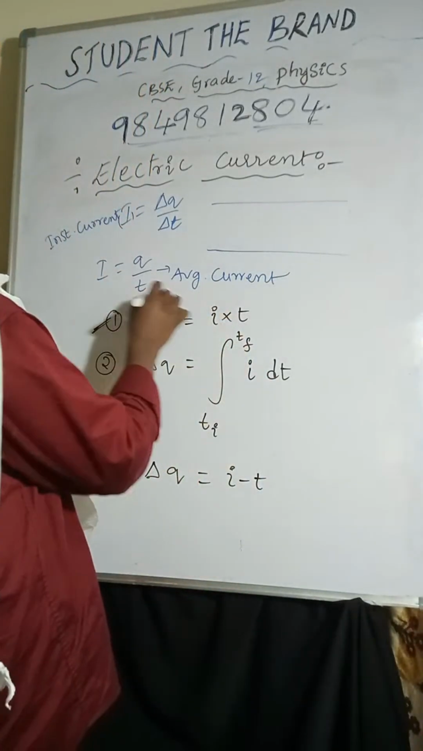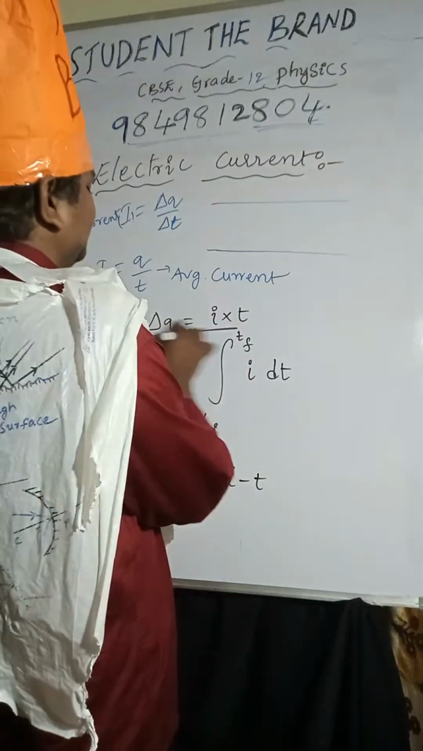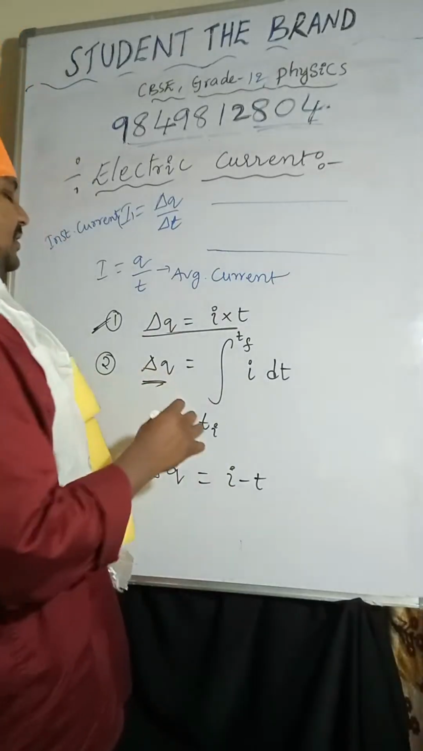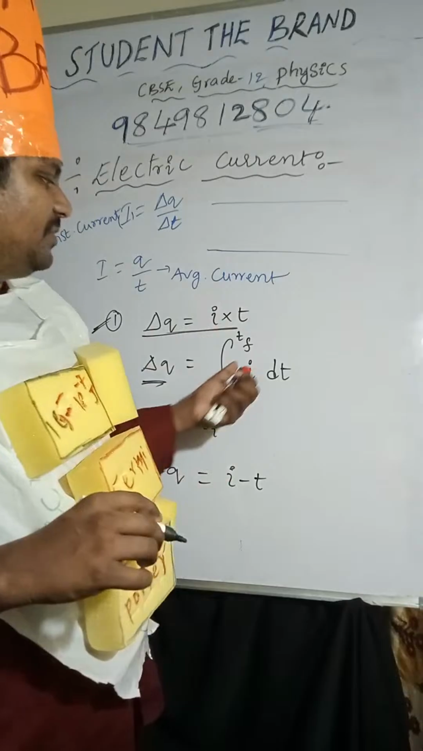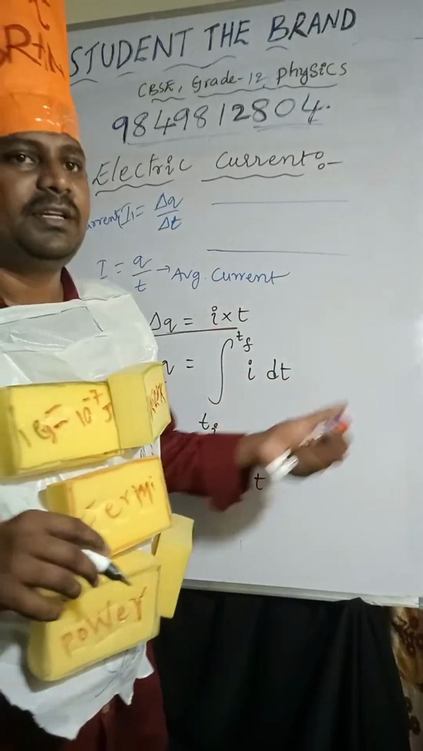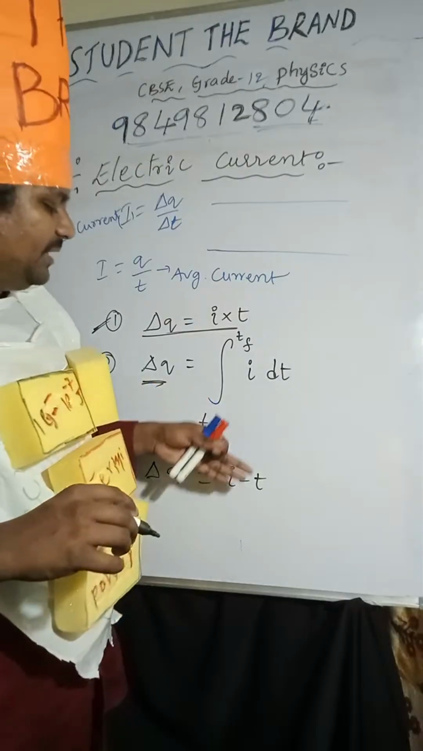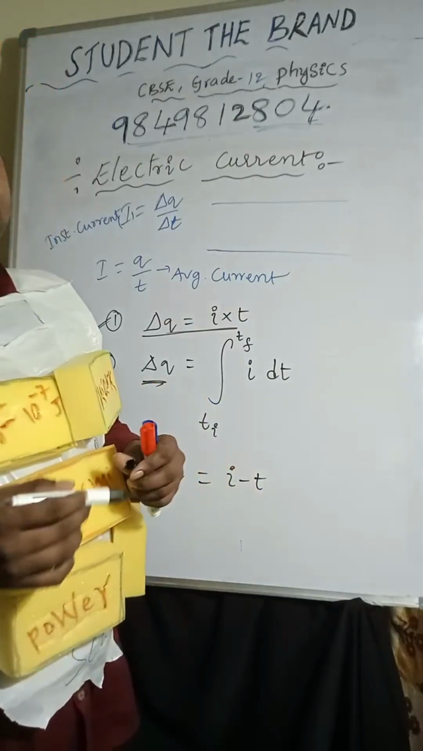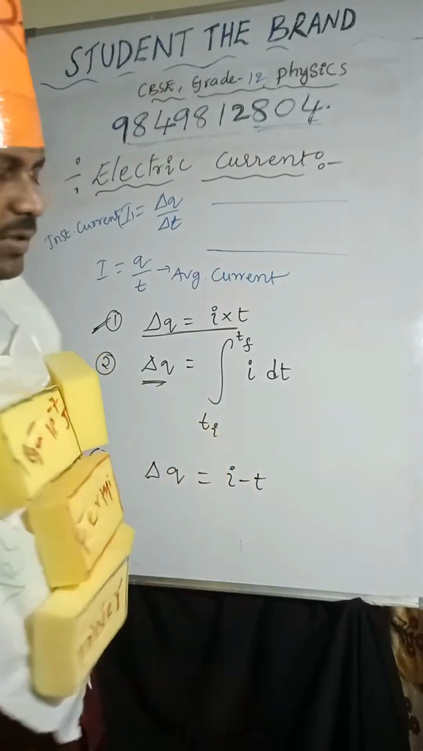So the flow of charge can be obtained by multiplying a constant current with time. If the current is a function of time, then the charge is the integral of I dt. And the flow of charge can also be obtained by the area under the I-t graph. So this is about charge.